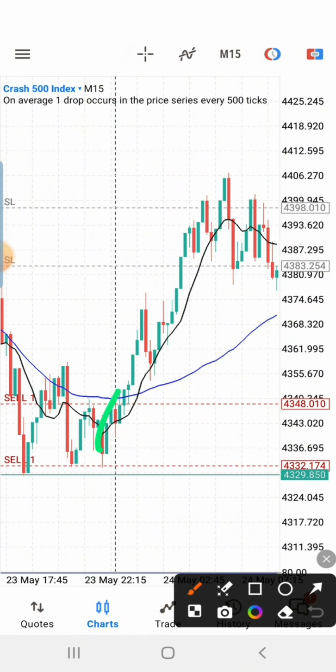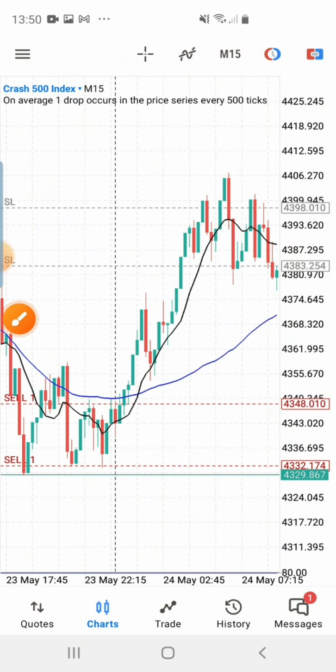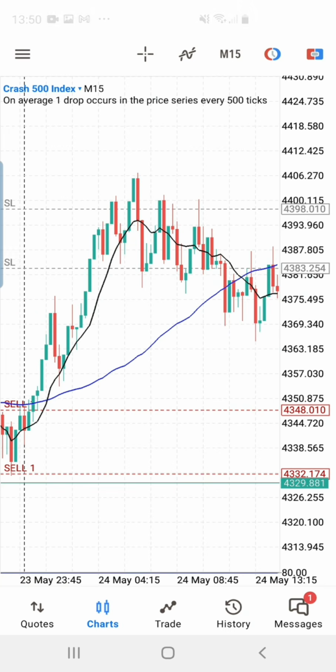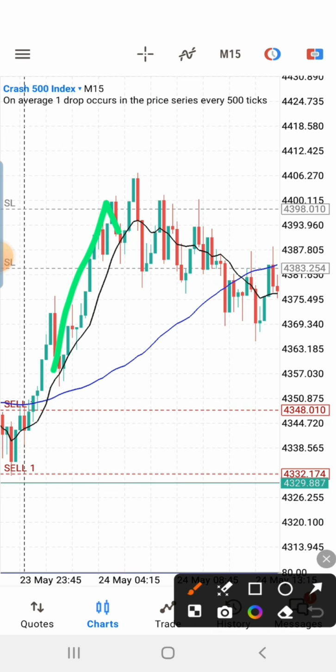You can see the price here crosses above here. We now start looking for patterns. Okay, do we have any pattern? If you look here, we have a head and shoulders pattern right here.